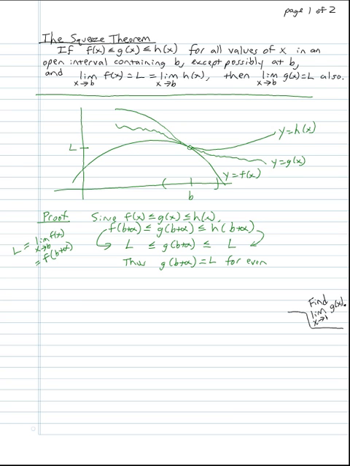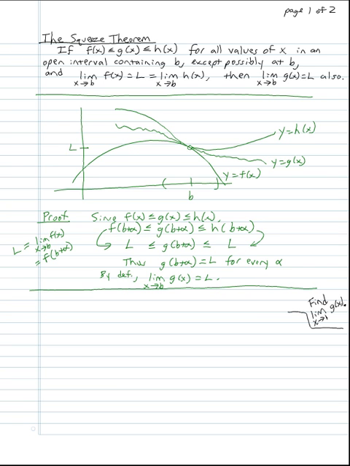Now that's true for every infinitesimal alpha. And our definition of limit says that as long as g of b plus alpha is equal to L for every infinitesimal alpha, then that is our limit. The limit as x goes to b of g of x is equal to L.